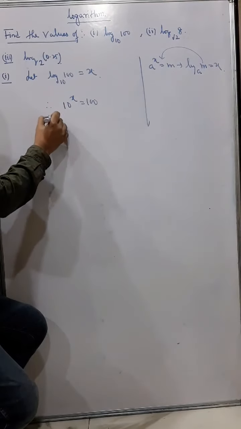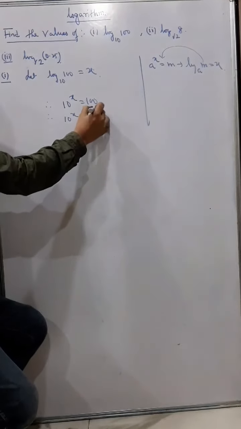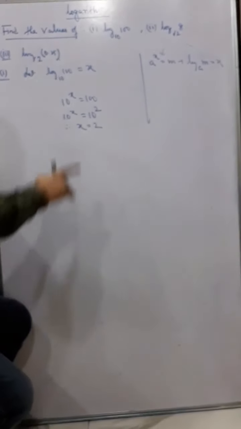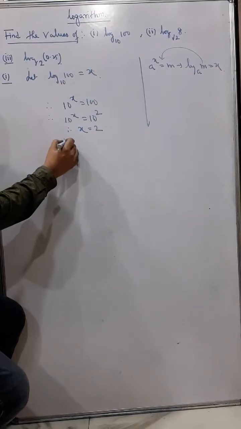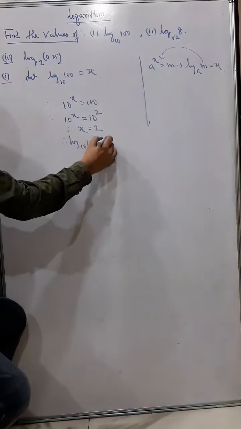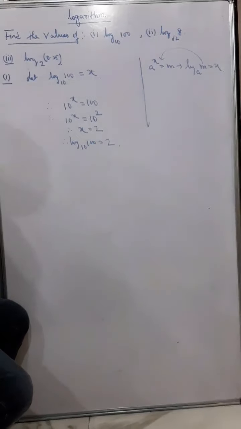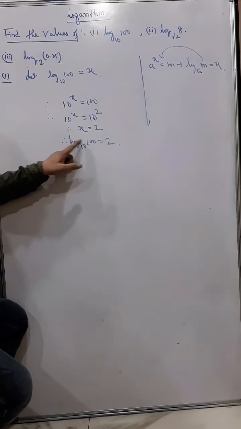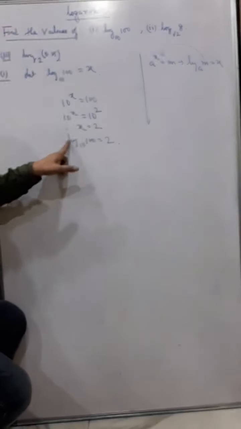So now what will we write? I'll write 10 to the power x is 10 to the power 2, base same. And now finally x equals 2, and x means this. So finally I'll write my answer this way. Therefore log base 10 of 100 equals 2. You remember I told you that in common logarithm, log 100 means 2. So you see log 100 is 2.